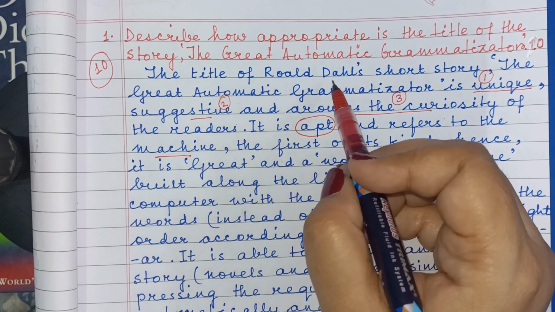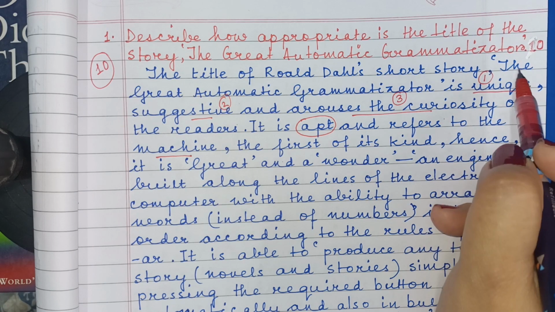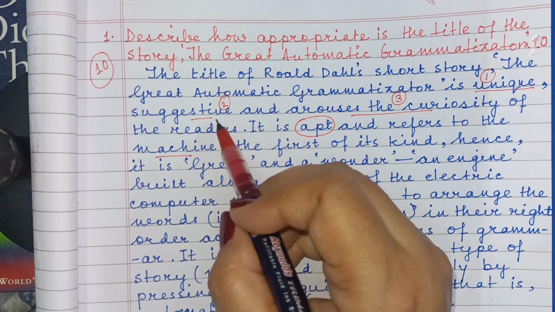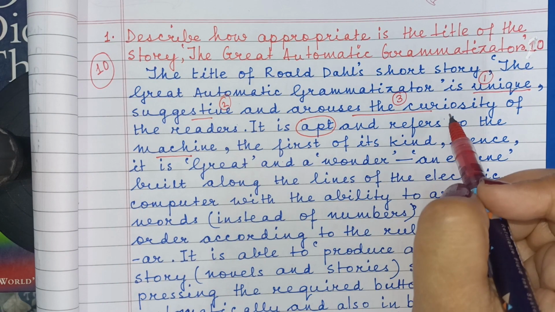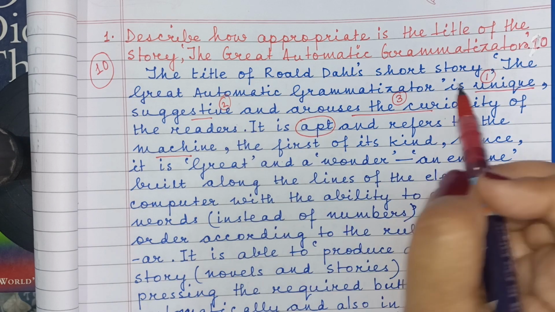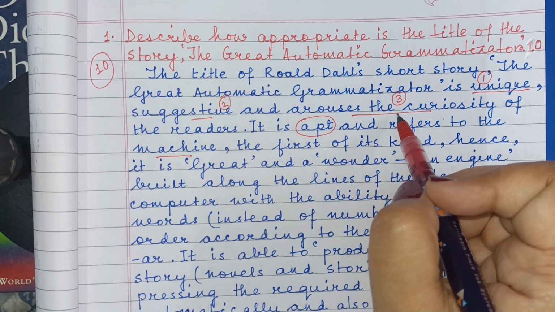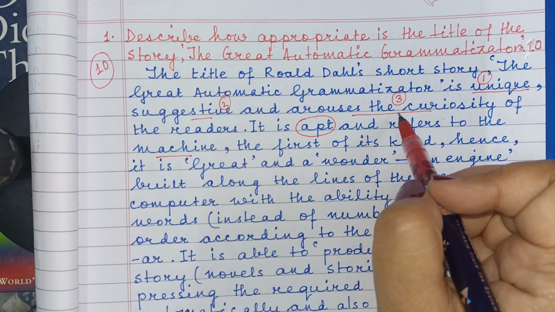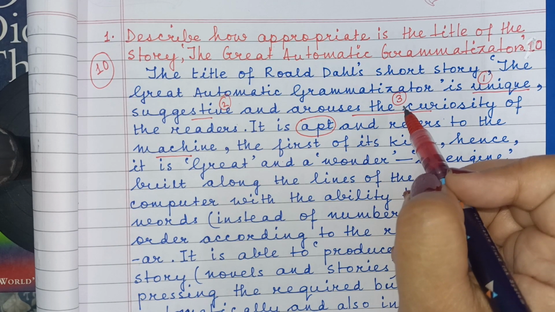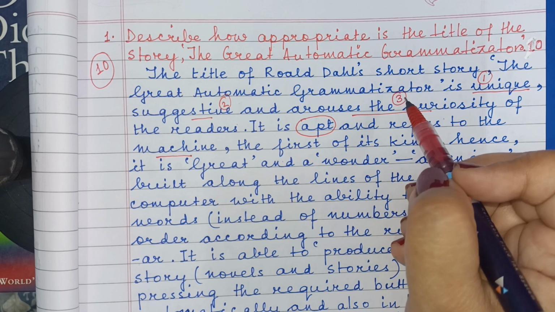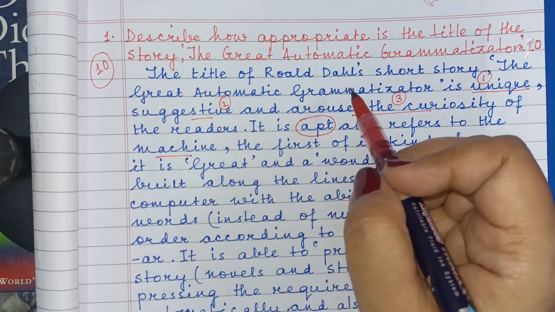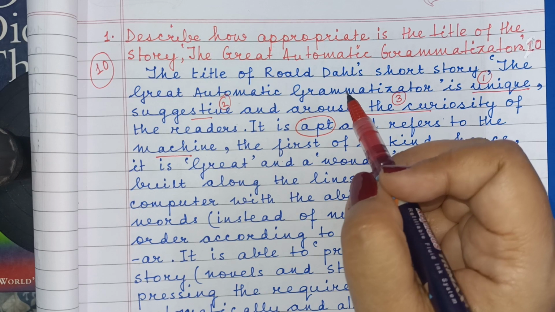The title of Roald Dahl's short story, The Great Automatic Grammatizator, is unique, suggestive, and arouses the curiosity of the readers. Dear boys and girls, see, I have marked 1, 2, and 3. What are these points? Well, these are the critical comments. Compulsory, add critical comments in your answer, and the introductory statement, the introduction is very important.